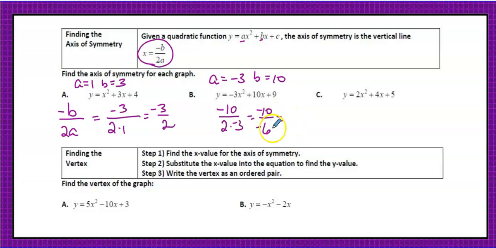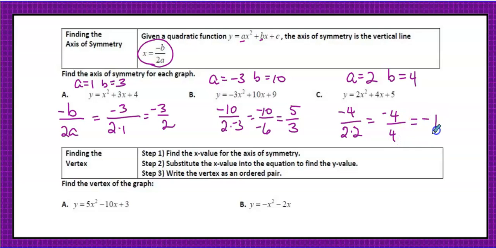And then I would need to simplify that, divide by negative 2. That is going to be 5/3. And then the last one, A equals 2, B equals 4. So this would be the opposite of 4 over 2 times 2. That's negative 4 over 4, which equals negative 1. So that's part of the quadratic formula.